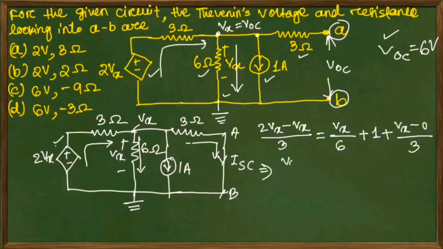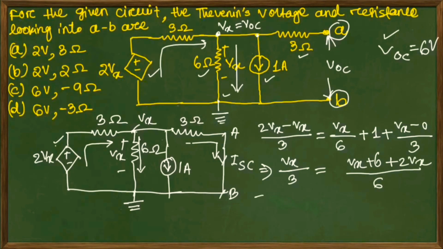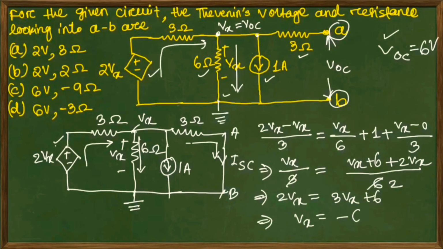So by solving, this is Vx by 3 and this is 6, LCM, Vx plus 6 plus this is 2Vx. Now by cancelling this 2, 2Vx equals 3Vx plus 6, which implies that Vx equals minus 6 volt. So Vx equals minus 6 volt.